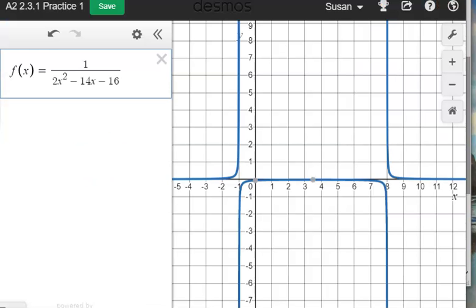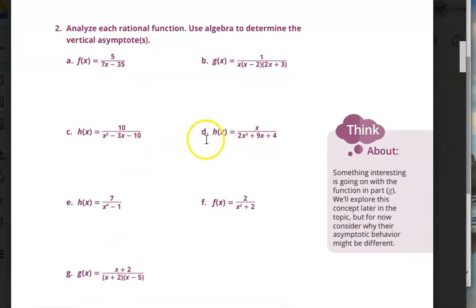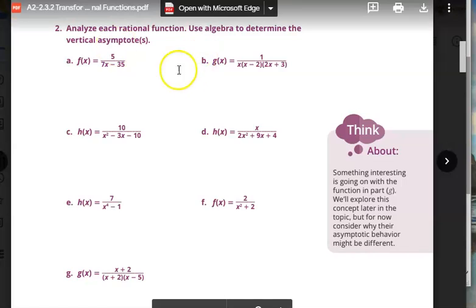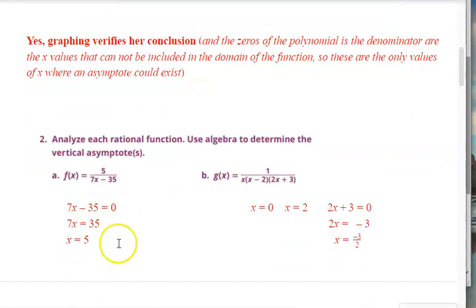All right, the next thing we're asked to do in your handout, if you'll turn to the next page, is to analyze these rational functions. And so we have 7 of them to analyze. And for each one, what we're going to do is actually use algebra and not use the graphing calculator, at least not right away, to analyze the denominators. So what we're looking for are where the denominators are equal to 0, or what value of x will give you a denominator of 0. So for the first one, it's pretty straightforward. You have 7x minus 35. So what we could do is just set 7x minus 35 equal to 0 and solve that equation and get x equals 5. So there's a vertical asymptote at x equals 5.